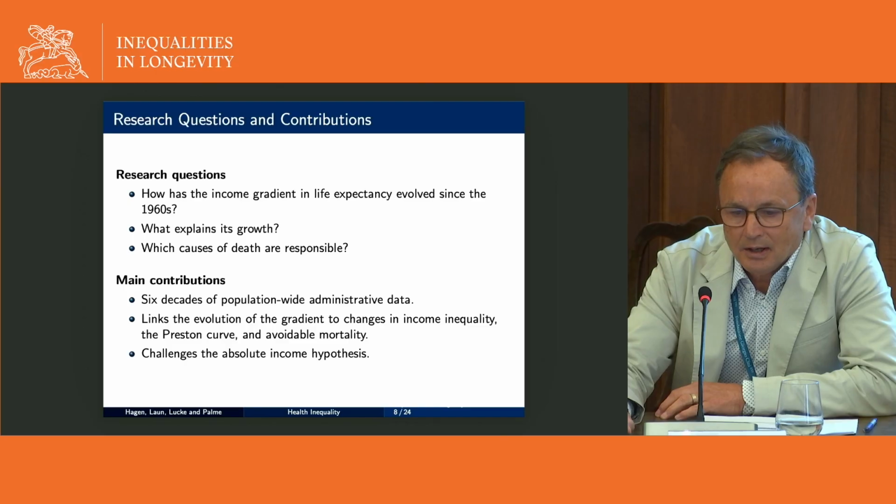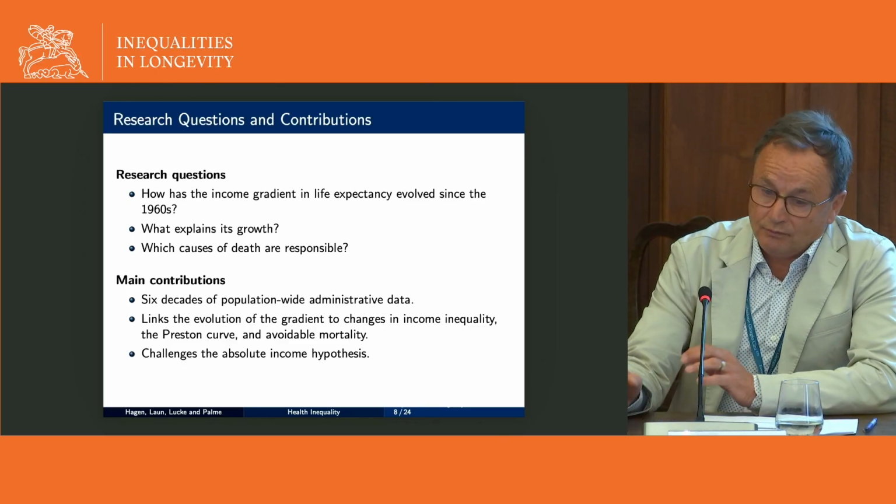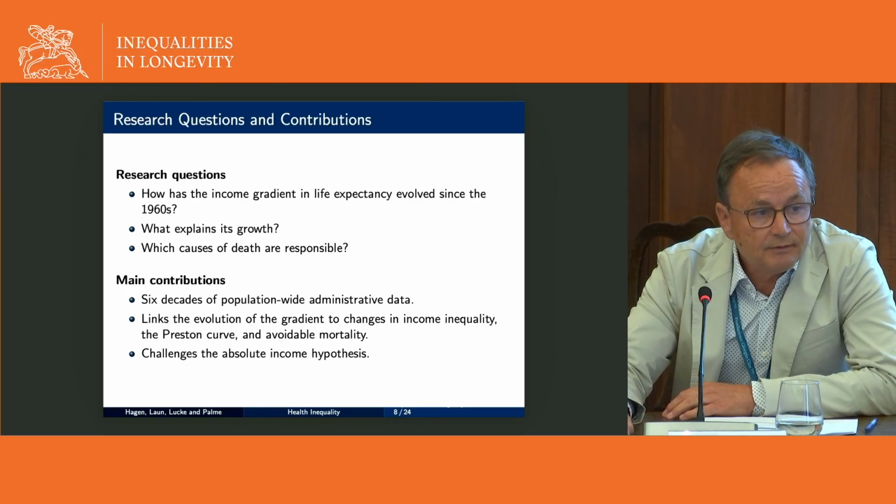In this paper, we have three research questions. First, how has the income gradient evolved over the 60-year period that we could study? Then, what explains the growth in the income gradient that we observe? That comes back to the degree of causal relationship. And finally, we will also relate it to different causes of death.